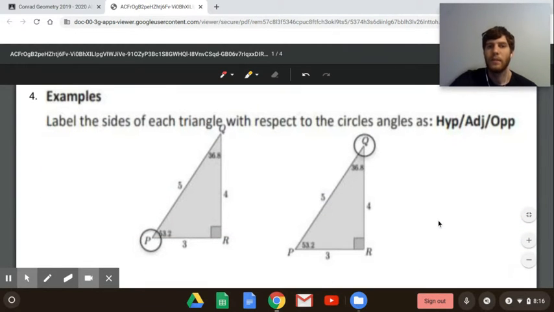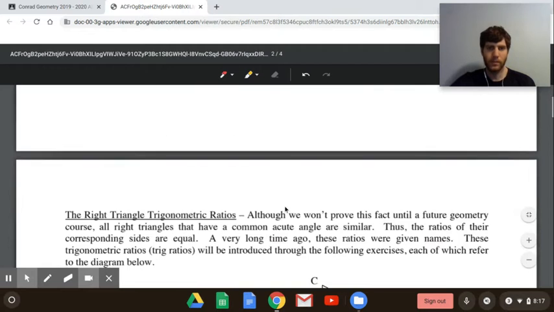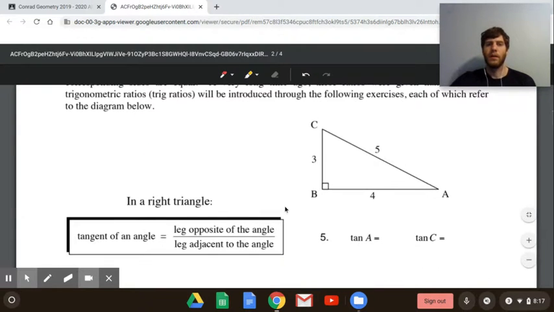And again, same thing. They just want you to label the sides with respect to the circled angle. So across from the right angle is the hypotenuse, and then across from the circled angle is your opposite. And then the leg next to the circled angle is your adjacent side. Same thing there.